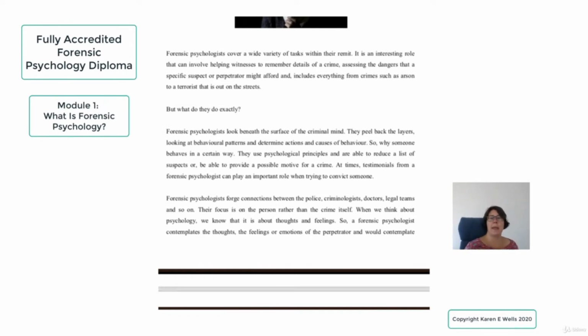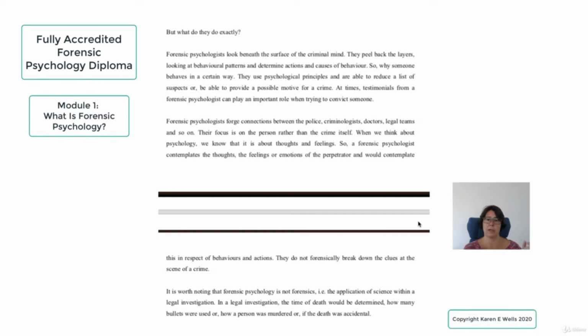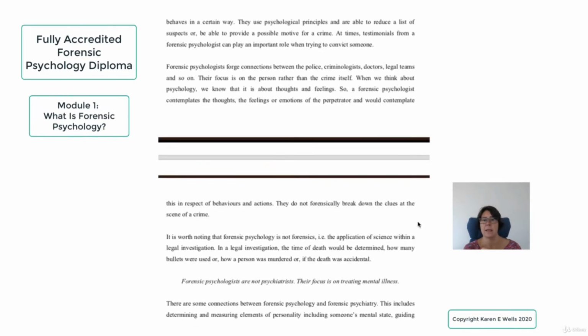So you'll be looking beneath the surface of a criminal mind. It's about peeling back the layers, looking at behavioural patterns, and determining actions and causes of behaviour. So you're really looking at why somebody's behaving in a certain way. You're going to be using psychological principles, and by doing that you're able to reduce a list of suspects, so that you're looking at a possible motive for a crime. At times, testimonials from the forensic psychologist yourself can, and often do, play an important role in the conviction of somebody. So it's about forging connections between police, criminologists, doctors, legal teams, et cetera.